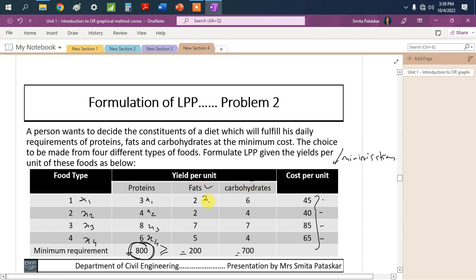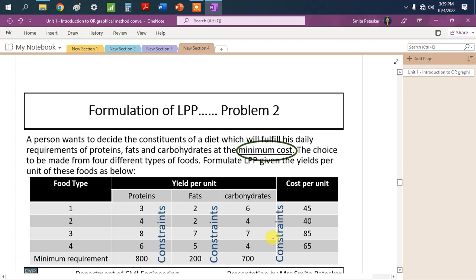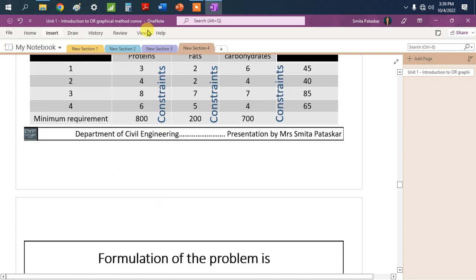So it will be 2x1 plus 2x2 plus 7x3 plus 5x4. Again it should be greater than or equal to 200, and for carbohydrates it is 6x1 plus 4x2 plus 7x3 plus 4x4. Again the requirement has to be greater than or equal to 700, and again our non-negativity condition will be there. So x1, x2, x3, x4 has to be greater than or equal to 0 always.